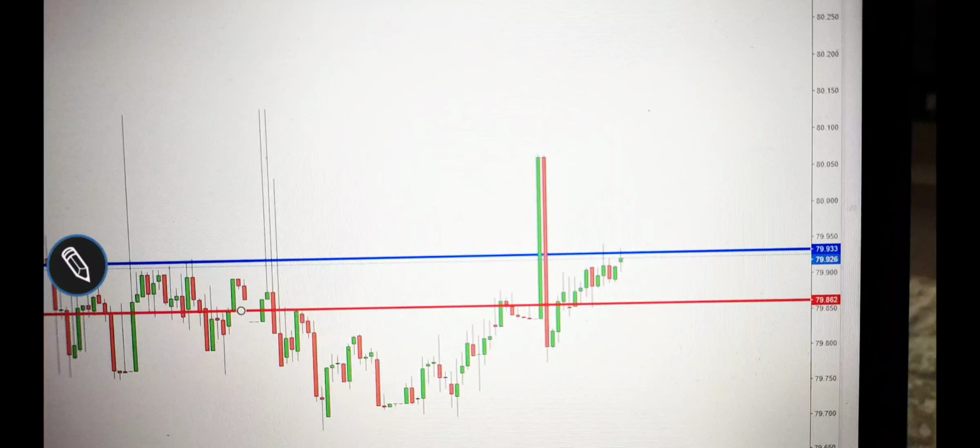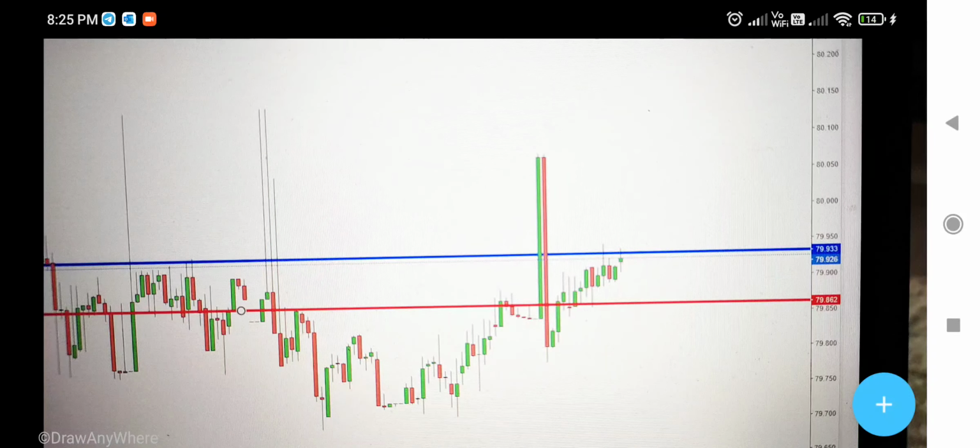Now that is one of the views. Now if we are not able to break 93, again we'll come near 86. If we can take support at 86, again we'll attempt 93. If 86 support is broken, then we'll come to 82.6, and if 82.6 is broken, then further downtrend will happen.